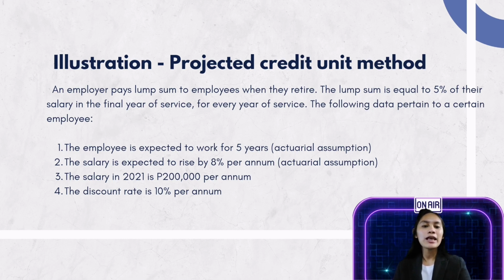The following data pertain to a certain employee. First, the employee is expected to work for 5 years. Second, the salary is expected to rise by 8% per annum. Third, the salary in 2021 is 200,000 per annum. Fourth, the discount rate is 10% per annum. Sa letter A and B, ang actuary ang nagpo-project. Siya ang nagbibigay ng informations regarding sa post-employment benefits. So, lump sum is an amount of money that is paid at one time. Ang illustration na ito ay defined benefit plan kasi naka-fix na ang benefit na matatanggap ng certain employee.